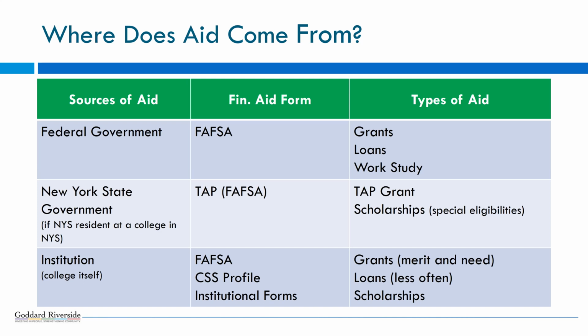Then when we look at the state aid our students have available, we have to fill out our next form, which is going to be the TAP form, which stands for Tuition Assistance Program. And it accesses a TAP grant for our students. When we get to the end of FAFSA and into TAP, I'll tell you why it's important to do one right after the other. But with limited exceptions, we're going to want to do our TAP right after our FAFSA application.